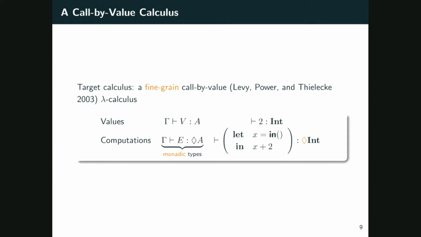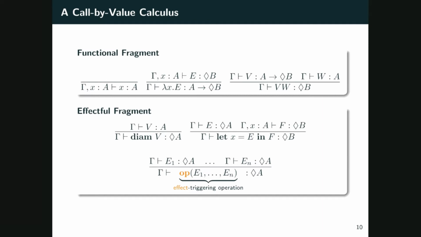And we also reflect the distinction between values and computations at the type level, whereby computations have monadic types in the spirit of Moggi, which I write using diamond modality types. Okay, so the calculus is rather standard. So we have a functional fragment made of application and lambda abstraction, as usual. And then we have the effectful fragment, which reminds somehow Moggi's computational lambda calculus.